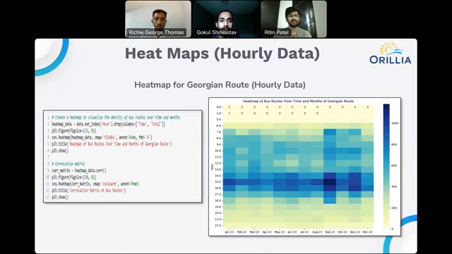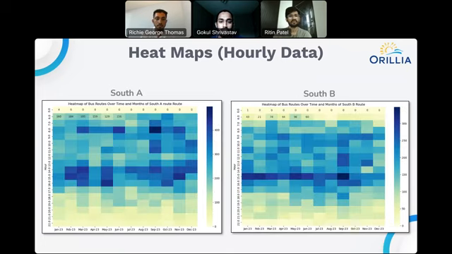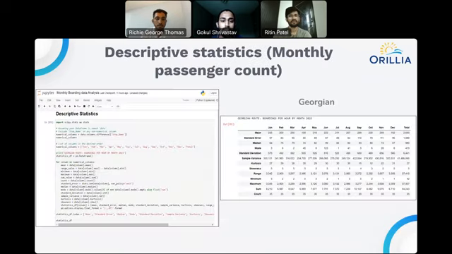You can see heat maps for hourly data for Georgian route, and for the rest of the routes: Lackley, North, Westridge via Coldwater, South A, South B. And this further explanation will be done by Richie. Thank you. So I'll explain about descriptive statistics of monthly passenger count.